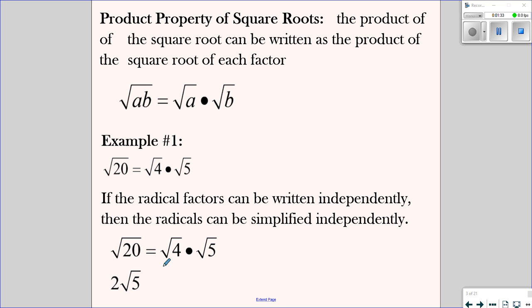So we're going to be learning how to simplify radicals in this format where we have a big number underneath the radical and then split it into two factors. One of them will give us a perfect square, and one of them will be a prime number.